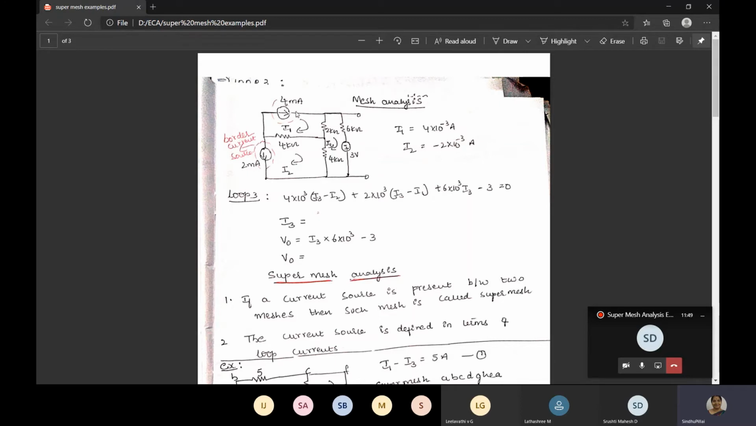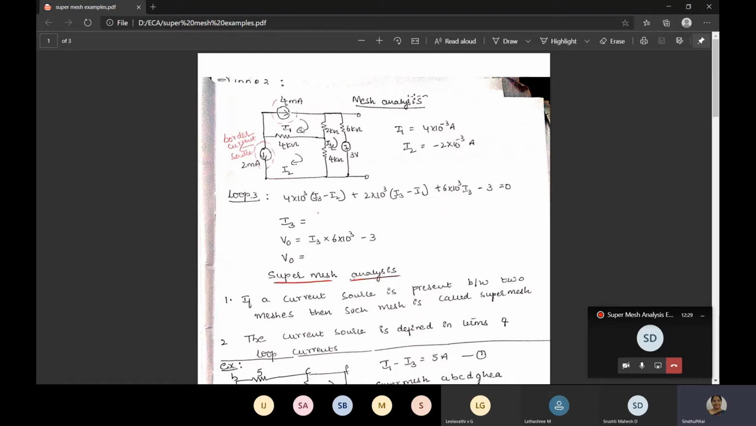These two loop currents, I1 and I2, will be equal to 2 milliamps and 4 milliamps. So first check whether there are any border currents; accordingly, the loop currents will be equal to that current source. And how is the 2 milliamps given? It is coming in the downward direction, and our I2 current is going against it. So I2 will be minus 2 milliamps. I have written I2 equals minus 2 into 10 power minus 3 amps.